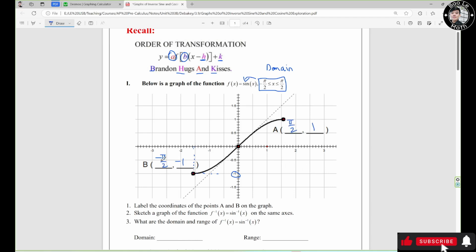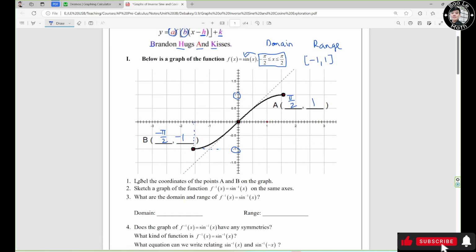So we see that the domain should be negative pi over 2 to pi over 2, right? The range should be negative 1 to 1, right? So we need to write over here, range: negative 1, comma 1.